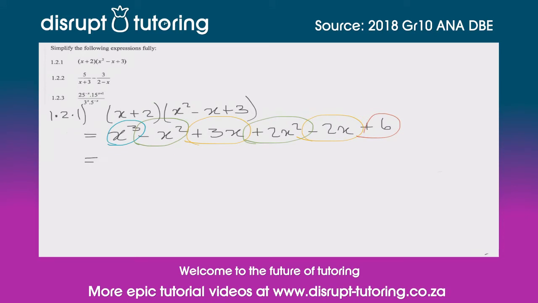Right, so let's simplify our blue circles. There is only one, so it must stay x cubed. Let's simplify our green circles. So minus x squared plus 2x squared gives us plus x squared. Let's simplify our yellow circles. Plus 3x minus 2x gives us plus x. And finally, let's simplify our red circle. And it's only one, so it must be plus 6. And that gives us the answer to that question.